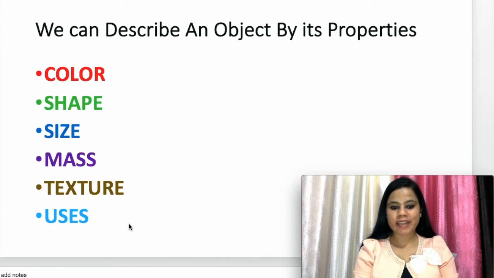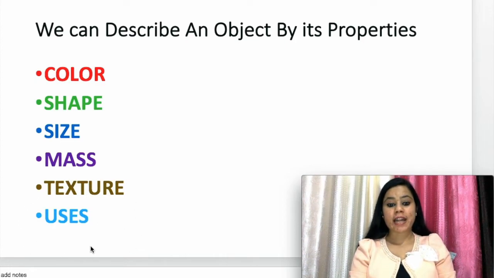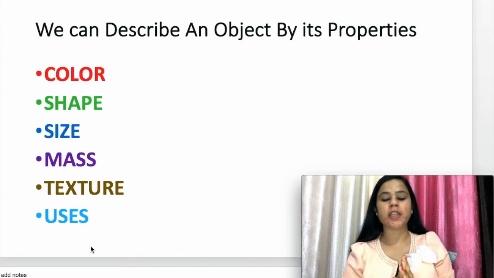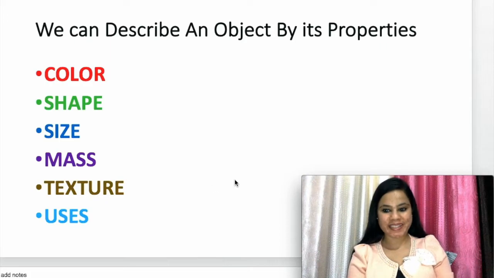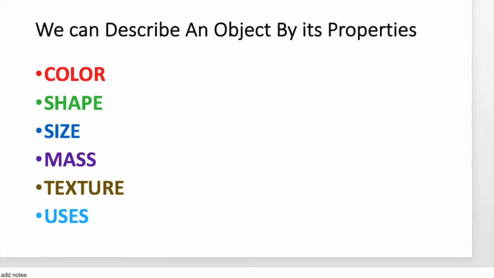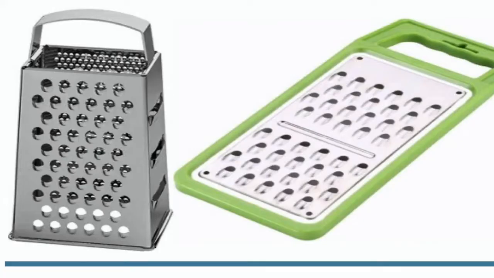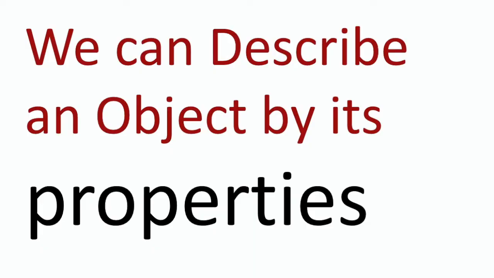And the last one is uses. That is very important, because the child should learn what is the use of an object. Okay, so let's start and apply all the properties. Yes, we should be figuring out the name, right? Now let us apply the properties.